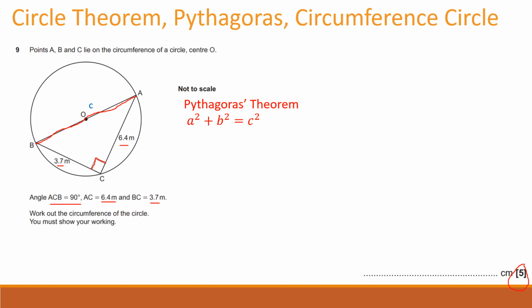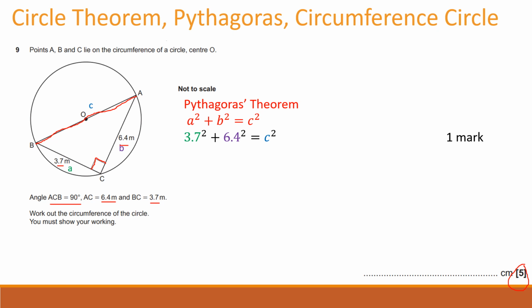Now, the reason this has got a right angle in the circle is because of the first one of the circle theorems, where you've got a right angle in a semicircle, or a triangle in a semicircle. But the question doesn't require you to use any circle theorem knowledge. It kind of tells you that in the question. Now, a and b, it doesn't matter which way round we put a and b. So I've just put a as 3.7 and b as 6.4.